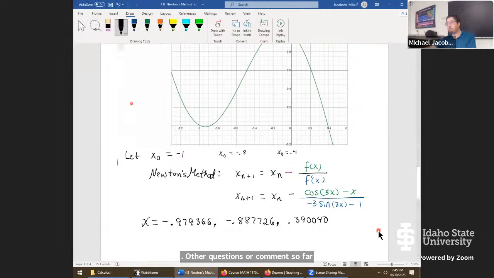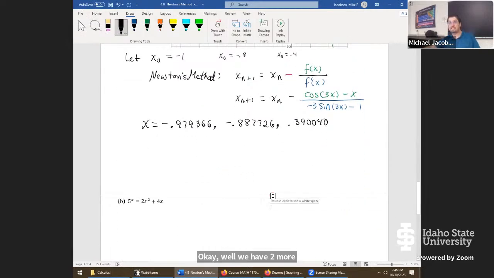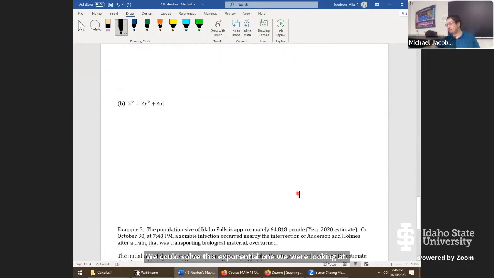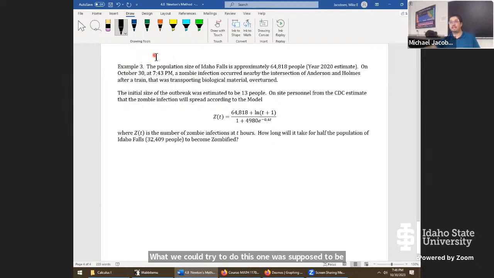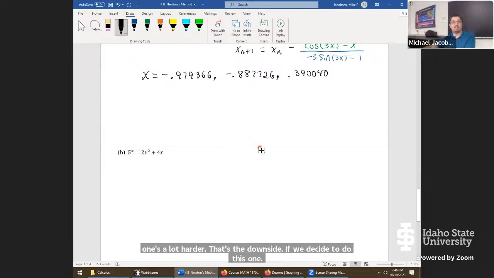Okay, well, we have 2 more equations at about 22 minutes. I'll leave it up to the class. We could solve this exponential one we were looking at. This one's not too bad. It's kind of like what we did above. Or we could try to do this one, which is supposed to be a Halloween problem for a zombie outbreak, and we can find out when half of Idaho Falls is infected. This one's a lot harder. That's the downside. And if we decide to do this one, I would put the solution down here later.